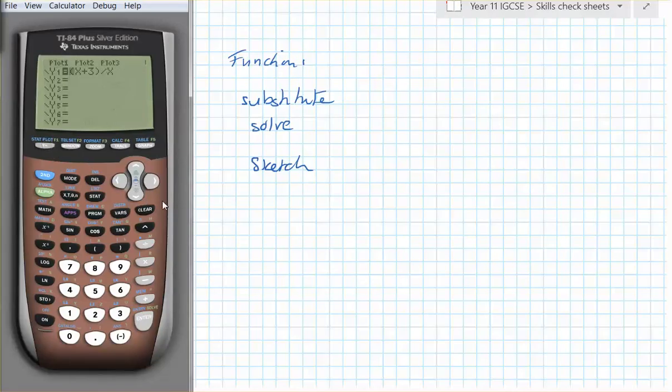Yeah. Okay. So, for instance, if we put in sine of x, what would my window need to be set to see sine of x, by the way? X from 0 to 360. And then y from minus 1 to 3. Well, I'm going to put minus 1.2 to 1.2. And if I graph that, that's exactly what we were expecting to see, isn't it?